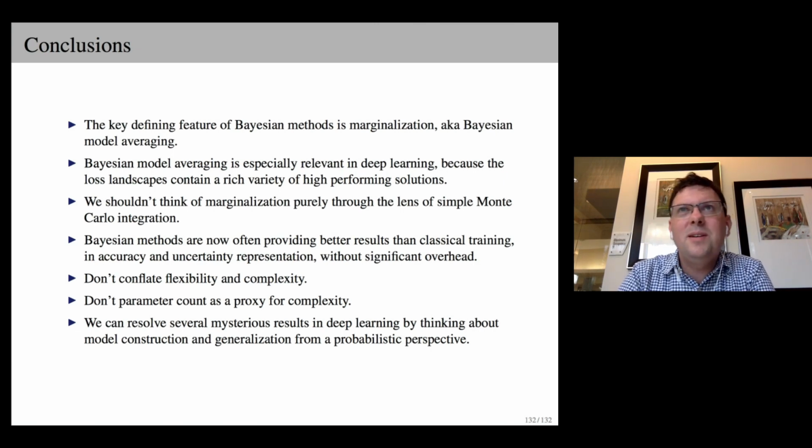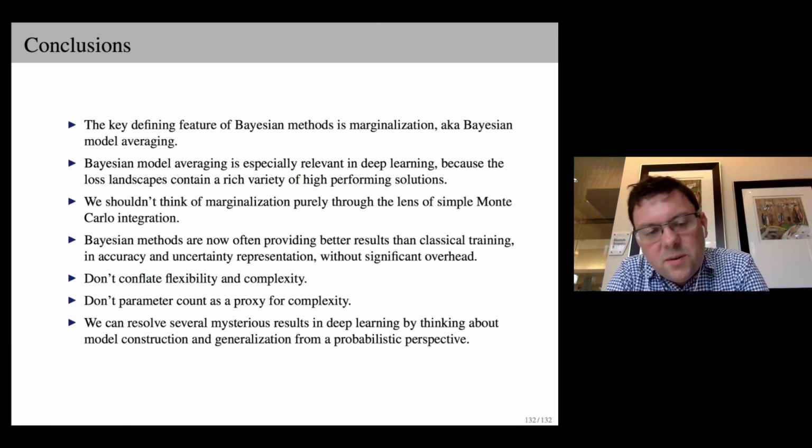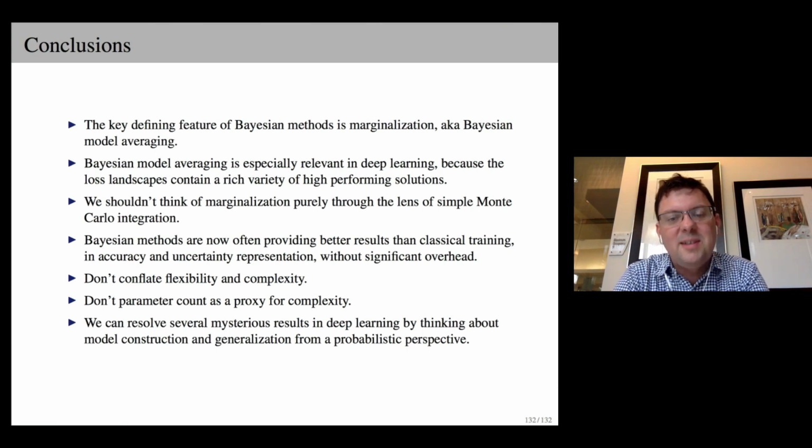Really, this emphasizes that there's a big difference between marginalization and just regularization, as we saw in that coin toss example. We should be careful not to conflate flexibility and complexity. Gaussian processes, for instance, can be extremely flexible with an infinite number of parameters, yet have simple inductive biases and good generalization on a small number of points. We should also be careful not to use parameter count as a proxy for complexity. Sometimes the models with many more parameters, in a sense, are helping us find simpler solutions. And we can really resolve a lot of mysterious results in deep learning by thinking about model construction and generalization from a probabilistic perspective.